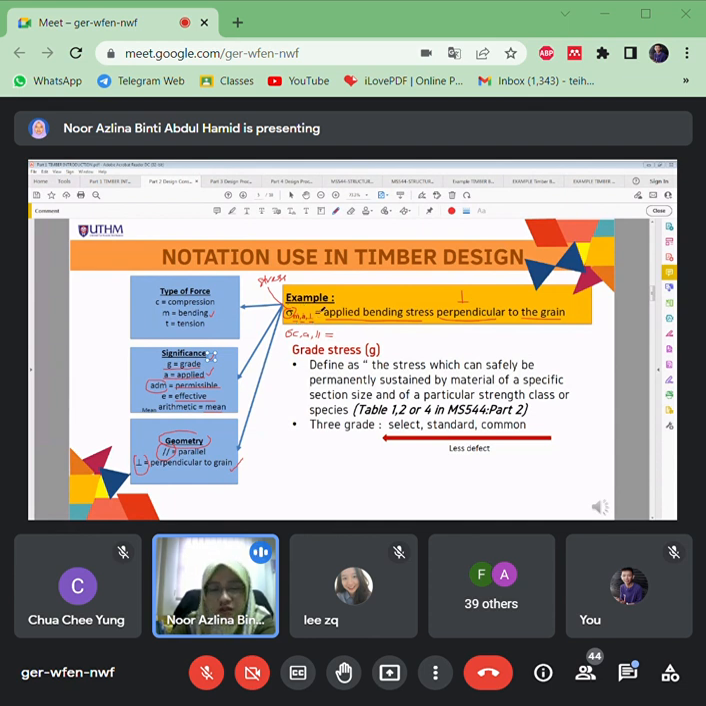This notation we will use in the designs. So grade stress, this is the grade stress here. It is defined as the stress which can safely be permanently sustained by material or specific sections of a particular strength class, that is, it can be referred in this Table 1 to 4.